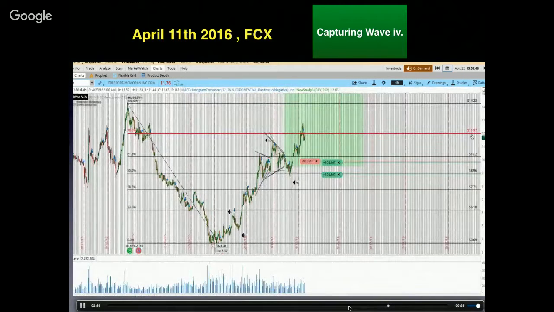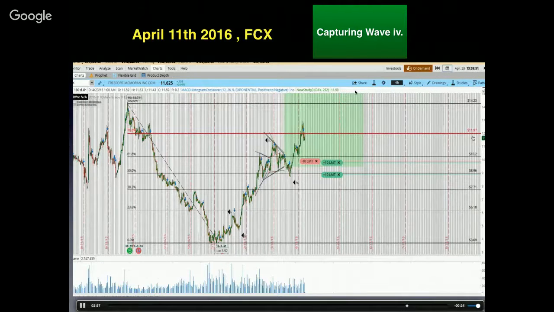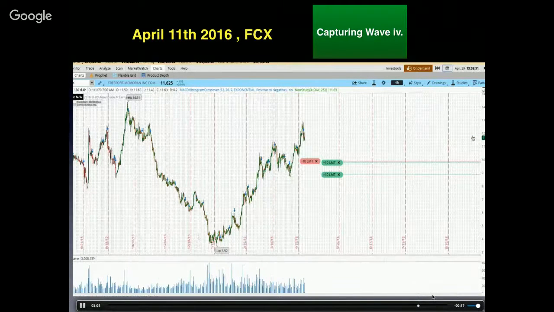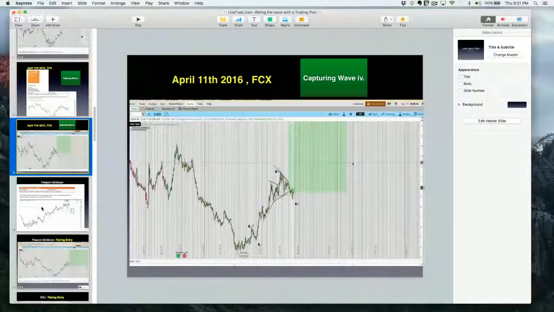So Freeport expired in our favor. As you can see, there's wave 1, wave 2, wave 3, wave 4, and another 5th wave. We're expecting a 5 wave movement to the upside. Let's fast forward to see whether that 5 wave is complete. There you have it, 1, 2, 3, 4, and 5. So that's for Freeport.